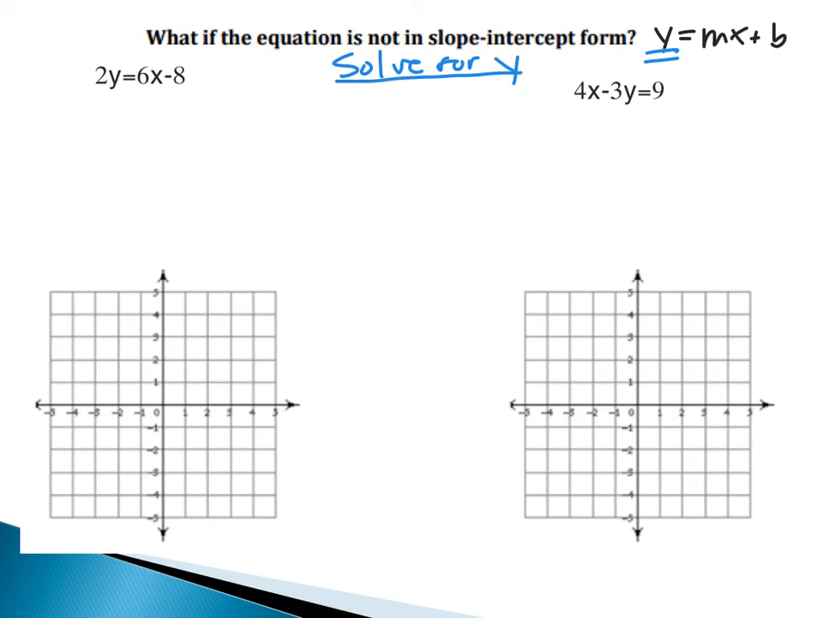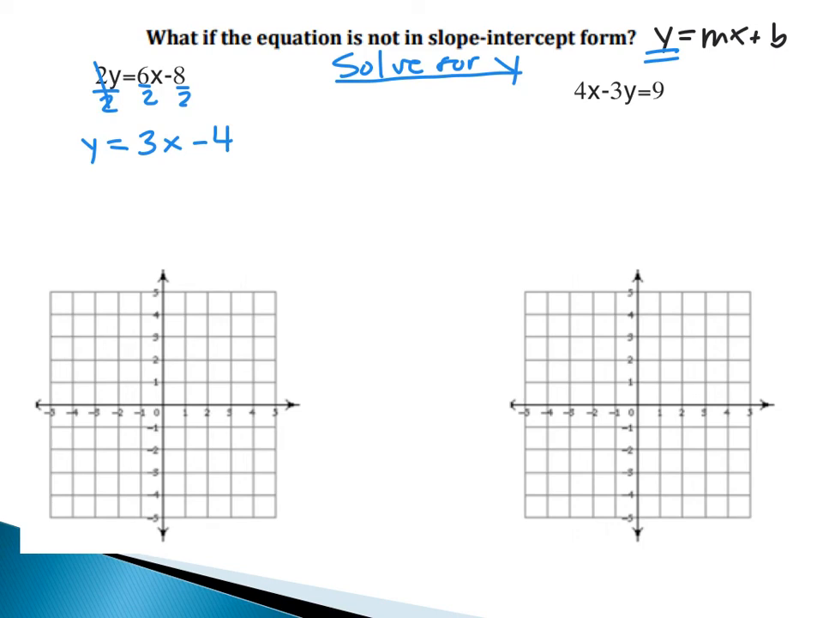So remember, in order to do that, I'm going to do an inverse operation. So in this case, I'm going to divide this side by 2 and divide everything over here by 2. And that's going to give me y equals 6 divided by 2. Well, I can't do that. Oh, no, yes, I can. 3x minus 8 divided by 2 is 4.